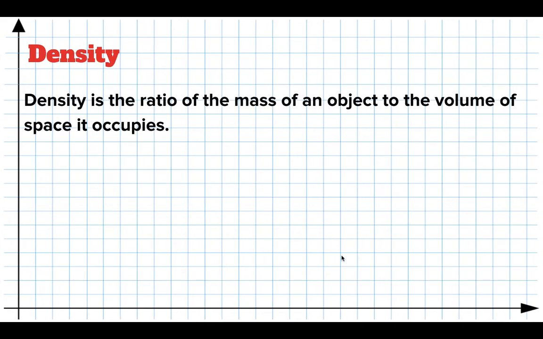So the density is the ratio of the mass of the object to the volume of the space that it occupies. So a large density means there's lots of mass in a small amount of space, and a small density means there's not very much matter in a given amount of space.